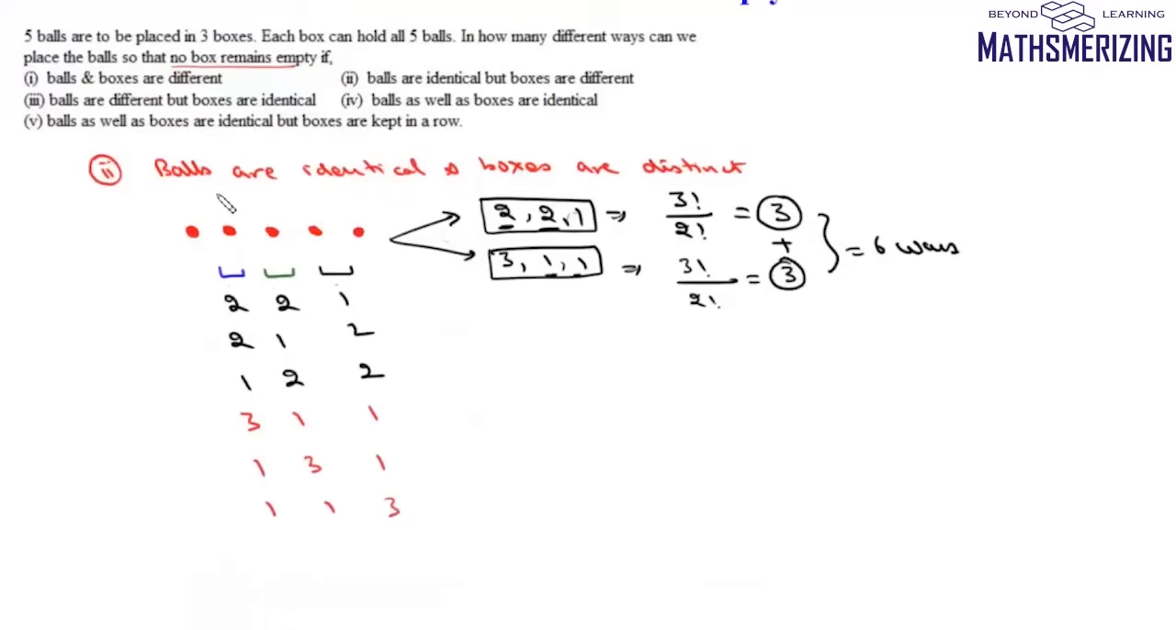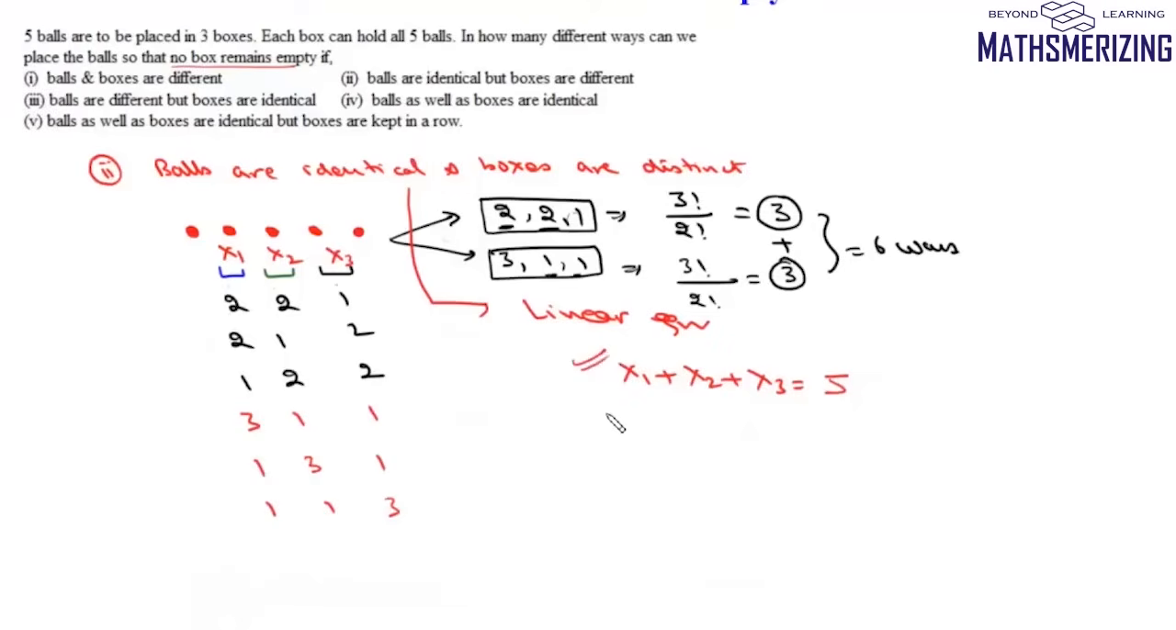Now the best way to solve such questions is using linear equations. Let the number of balls in the first box be x1, in the second box be x2, and in the third box be x3. Then we can write the equation x1 plus x2 plus x3 equals n, which is the number of balls in this case. Once we have identical objects and have to distribute them into distinct groups, we can always use this linear equation.